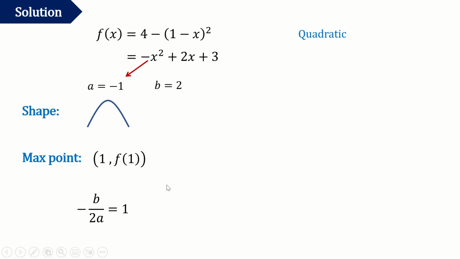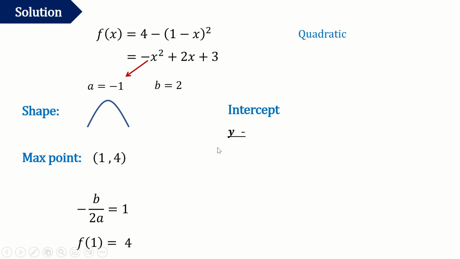And then f of negative b over 2a is equivalent to f(1). So we just substitute 1 into the function. So 4 minus (1 minus 1) squared. 1 minus 1 is 0, so we have 4 minus 0, which is 4. So that means the maximum point is at (1, 4). Okay, so now we have the maximum point, and then we can find the intercepts.